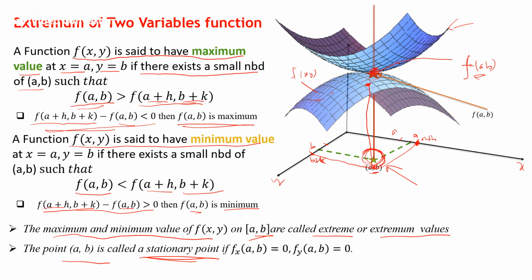If this is a stationary point, you have to remember that the partial derivative of the function with respect to x and the partial derivative with respect to y at (a, b) are equal to 0. So we obtain a stationary point. Given a function, you can easily obtain that point: differentiate partially with respect to x and put it equal to 0, similarly differentiate with respect to y and put it equal to 0, and solve the equations simultaneously. We obtain a point, and that point is a stationary point, similar to the critical point in one variable.